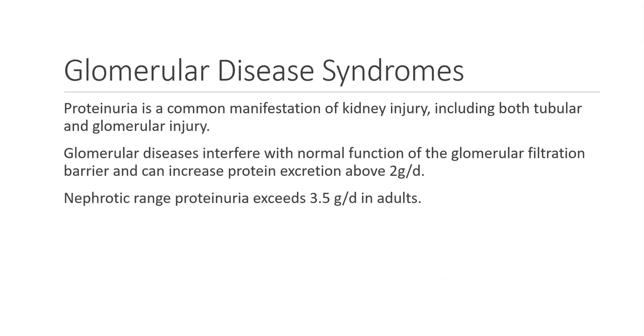In glomerular disease syndromes, proteinuria, protein in the urine, is a common manifestation of kidney injury, and this includes both tubular injuries and glomerular injuries. Glomerular diseases interfere with the normal function of the glomerular filtration barrier and unfortunately can increase protein excretion. Protein should be reabsorbed by the body, and this can rise above 2 grams per deciliter. Nephrotic range proteinuria exceeds 3.5 grams per deciliter in adults.